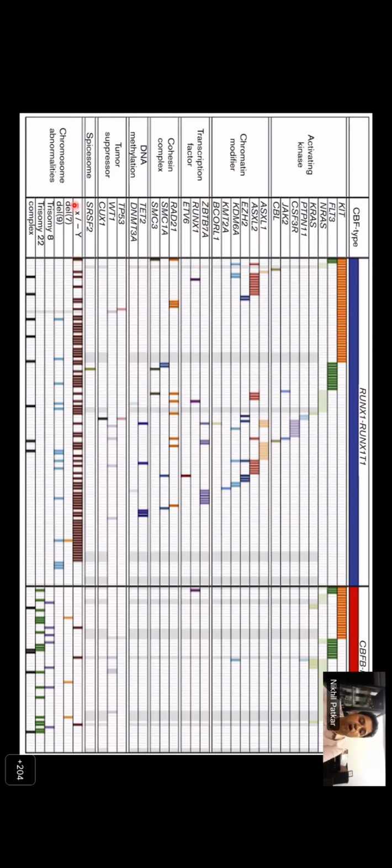Another change that we see here is loss or deletion of the sex chromosomes, deletion of X or deletion of Y, which is a very unique poor prognostic finding that is seen in AML with RUNX1T1. So you can see that on a genomic basis, these patients are superficially similar, but when you do larger panels, you can see that they have different kinds of mutations.